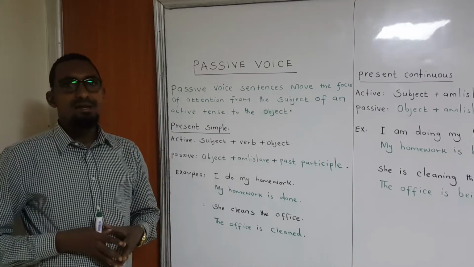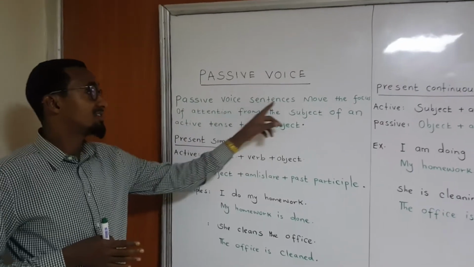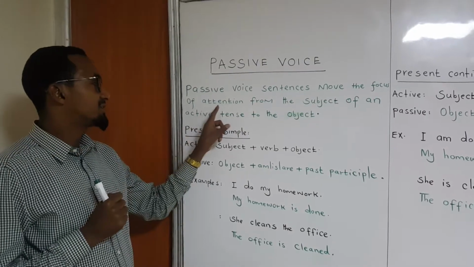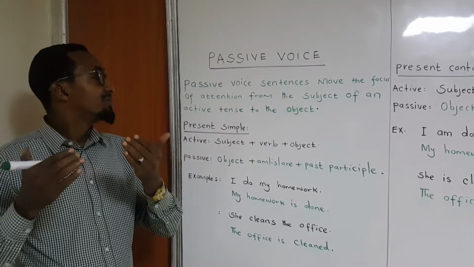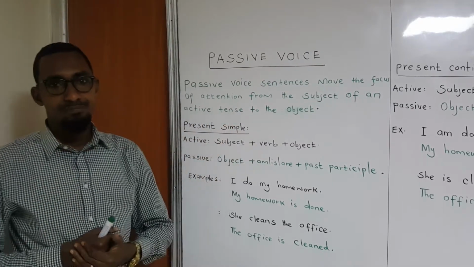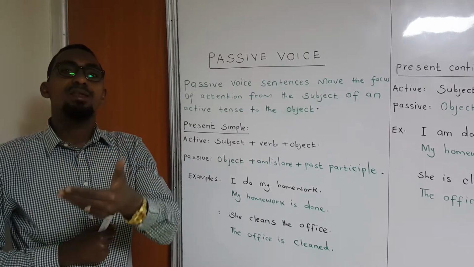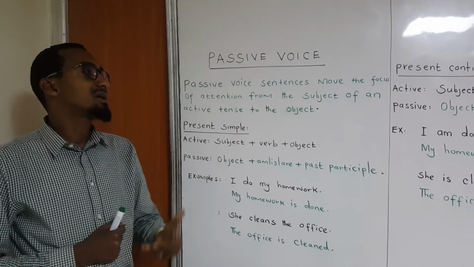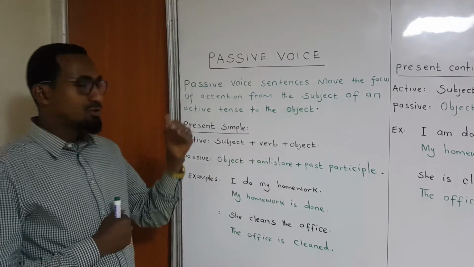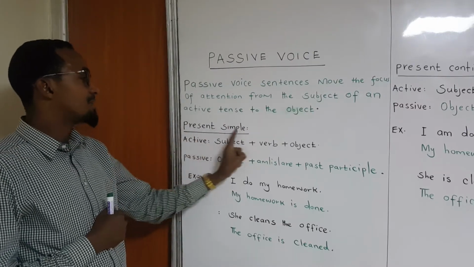So we need to understand the meaning of passive voice. Passive voice sentences move the focus of attention from the subject of an active sentence to the object. That means that we are interested in the object rather than the subject. I'm going to demonstrate that. So let us begin with present simple.